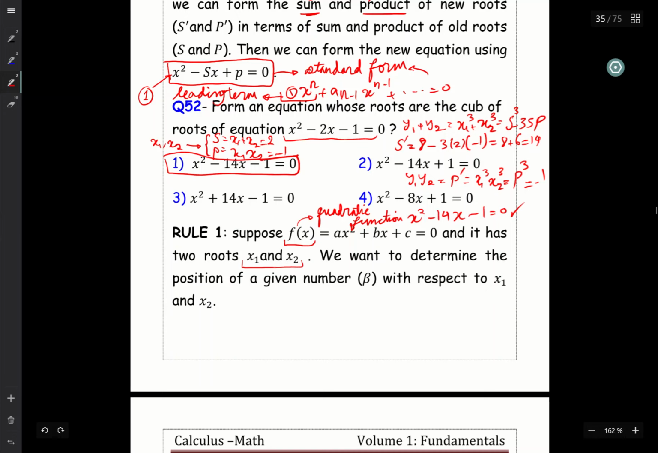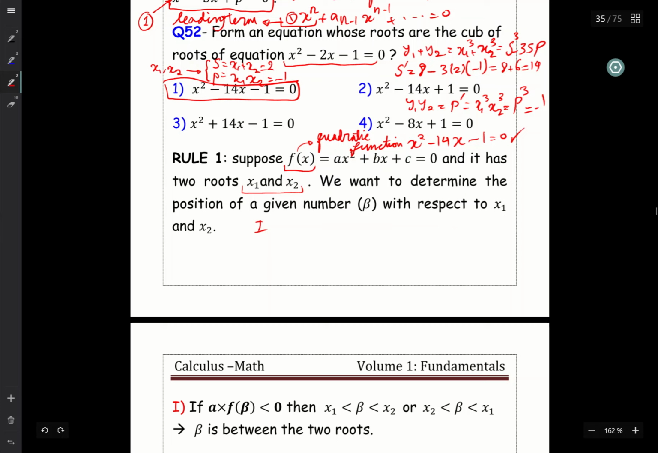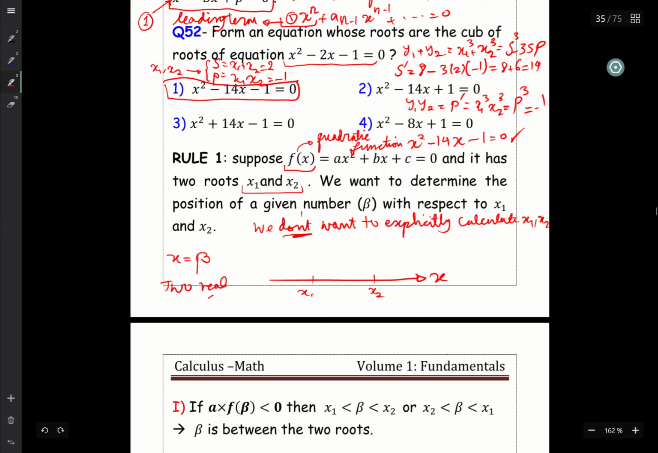The thing here is that we don't want to explicitly calculate the roots, x1 and x2. We don't want to do that, but x equals beta is given, and just on the x-axis, we know that my equation has two roots, and it had better have two real roots, right? I want to know where beta is. Could be in this interval. Let's call it number 1. So beta less than x1. x1 is the smaller root.